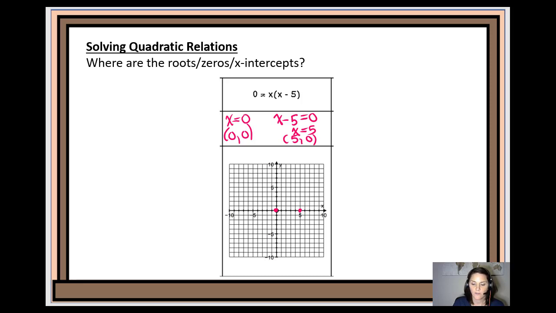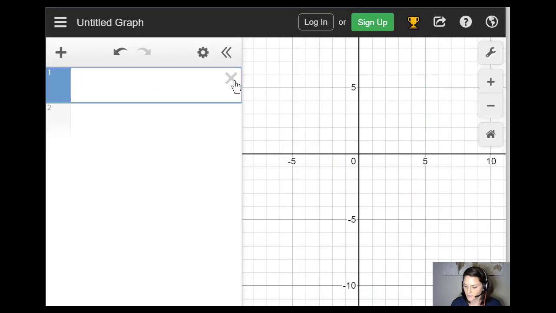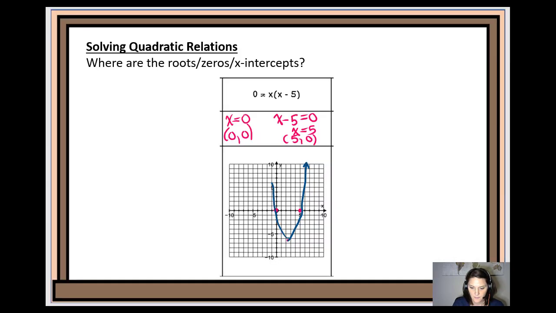Then if we quickly go over to Desmos, we will plug in this equation. Okay, just quickly looking at the vertex, we have (2.5, -6.25). So I'm going to approximately put that point on my other graph and then make a parabola. Again, extend all the way to the edge of your grid paper and label your line.